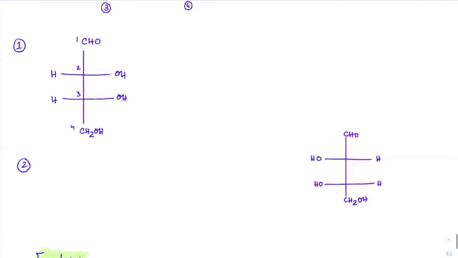Okay. So for example, if you see this one, correct. So here, what kind of a sugar is this, everybody? Is it a D sugar or L sugar? D sugar. So this is a D sugar. Got it? And what about here? OH is on the left hand side. So this is an L sugar.